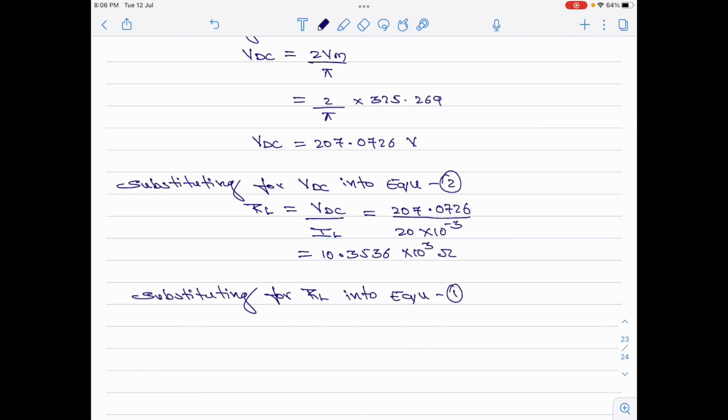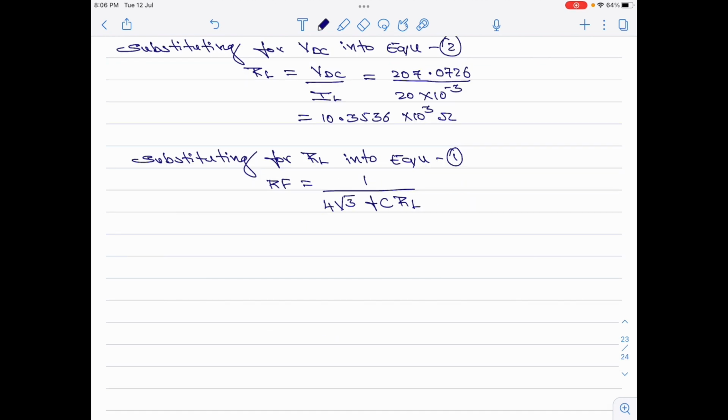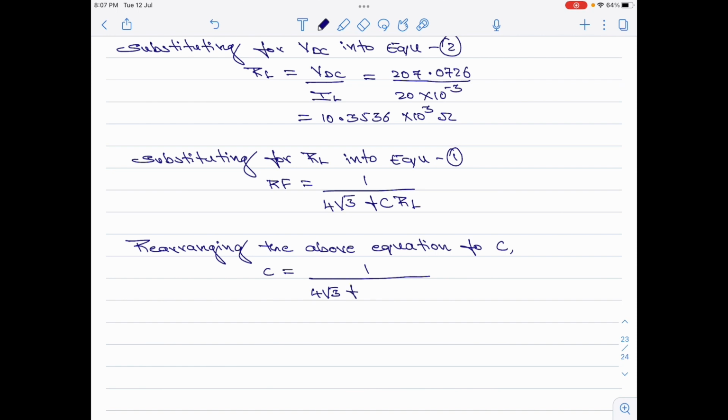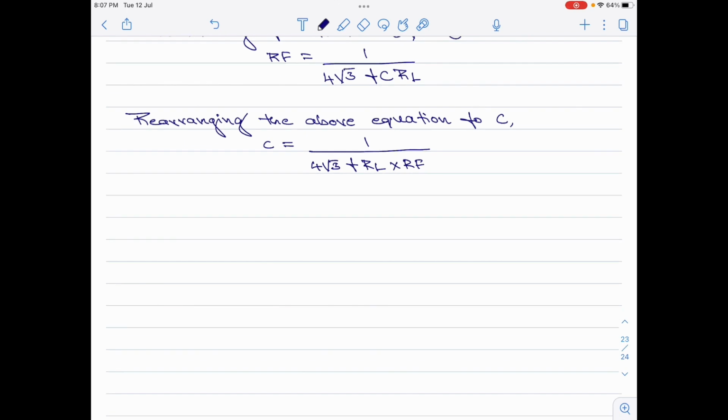I'll rewrite equation 1 here. Please note, we are asked to find the smoothing capacitor value. So I'll rearrange this equation for the capacitor. So capacitor value is equal to 1 divided by 4 root 3 into F RL into ripple factor. Let us now substitute the values to this.